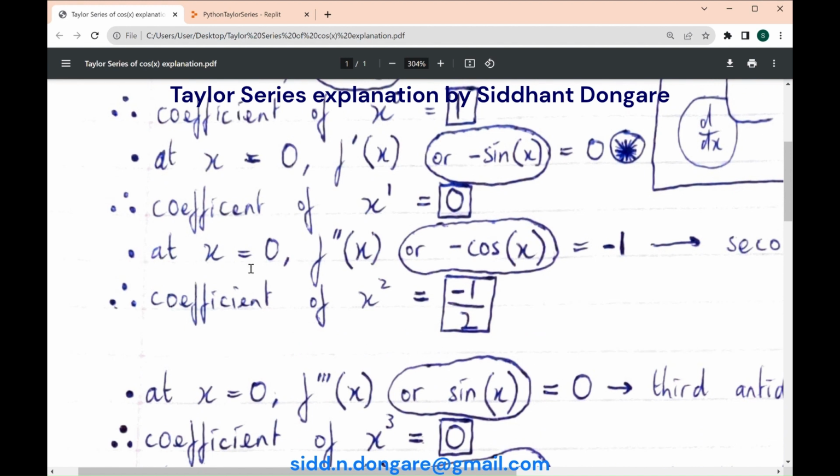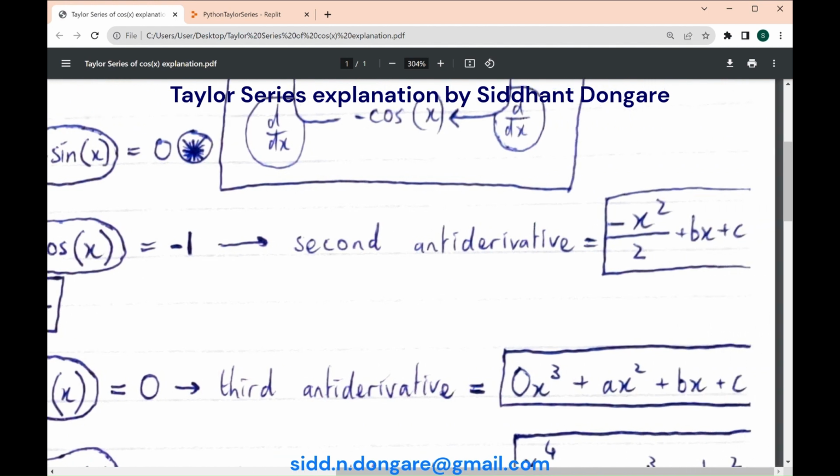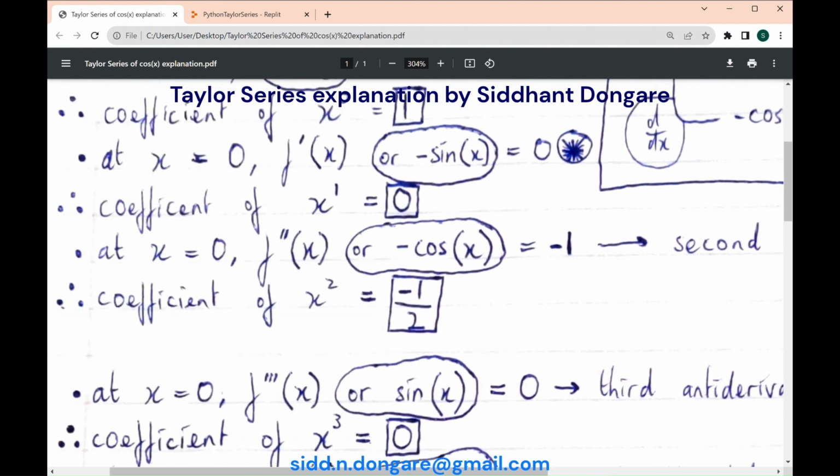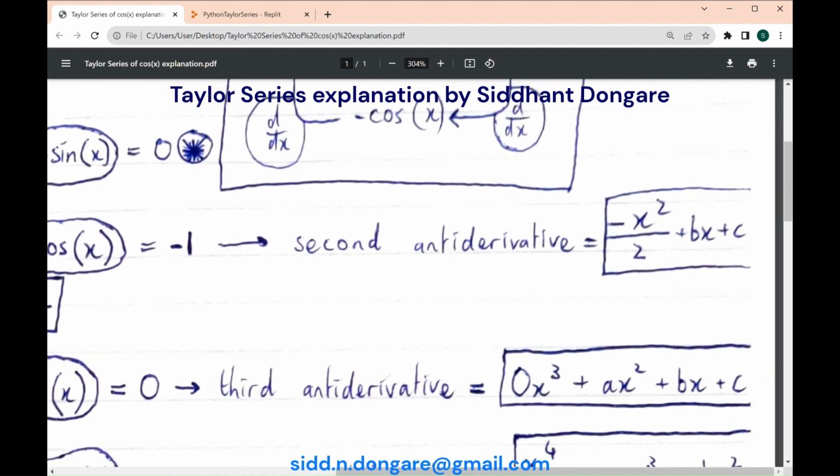Now at x equals 0, once again, f double prime of x, or minus cos of x, is equal to minus 1. But what does this differentiate from? Here we need to find the second antiderivative of minus 1. And that would be minus a half x squared plus bx plus c, as shown here. And that means that the coefficient of x squared is minus a half. And of course we already know the values of b and c here. B is 0, as done in the previous step, and c is 1, because that's the y-intercept that we already figured out.